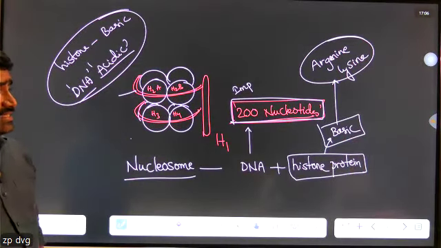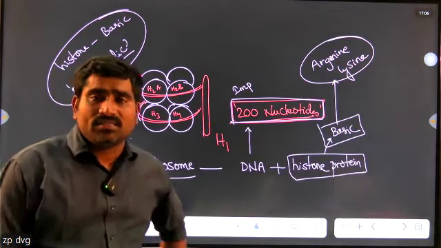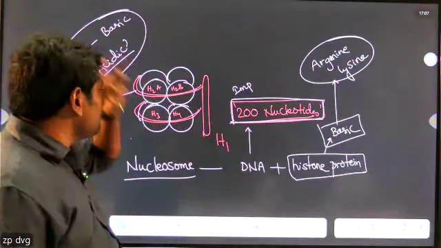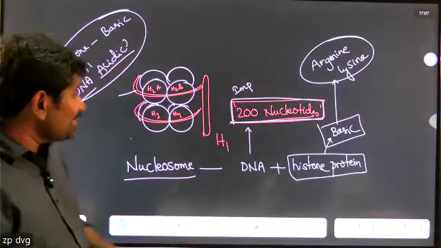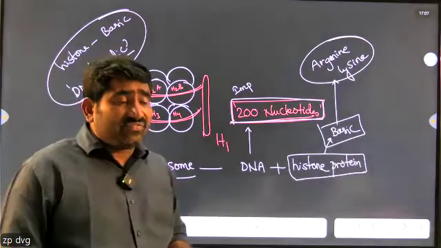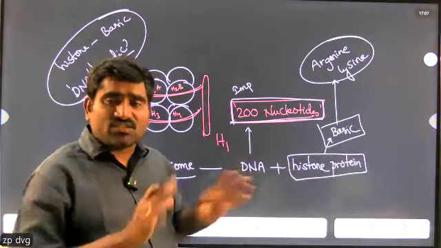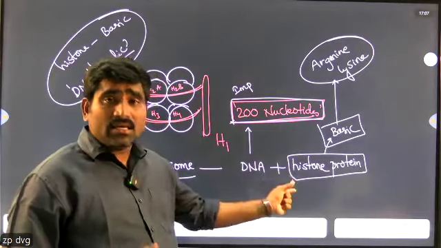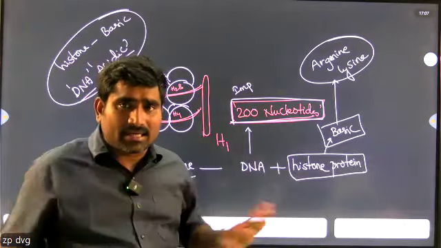Because of this, sometimes in assertion reason questions they will give a statement: histone proteins are basic in nature, why? Because DNA is acidic. But DNA being acidic is not the reason for that. If the question says histone proteins are basic because DNA is acidic, that is not the answer.